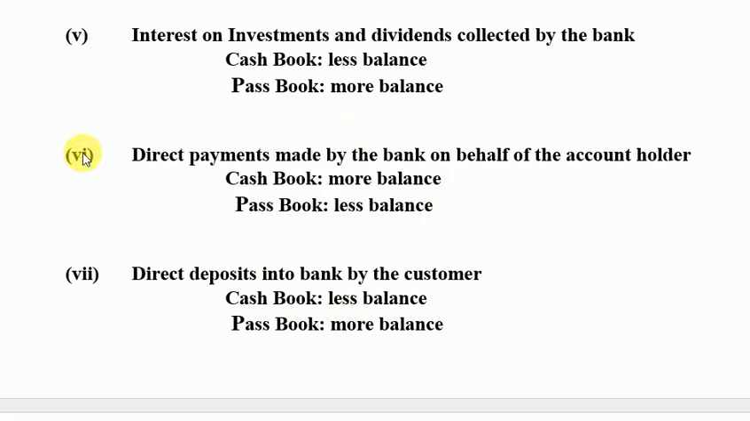So children, our next point number 6 for the causes of difference between passbook and cash book balance is direct payments made by the bank on behalf of account holder. So let me explain this to you. Let us take an example of insurance premium. Businesses generally secure their assets and properties by taking insurance policies. So they have to pay regularly, either on half yearly basis or quarterly basis or yearly basis, an amount as insurance premium. So the dates are fixed.